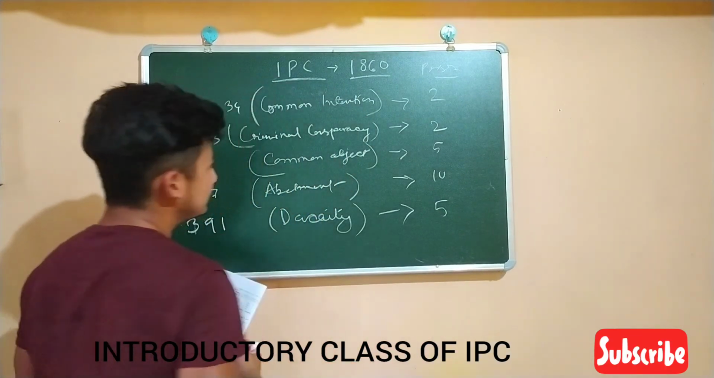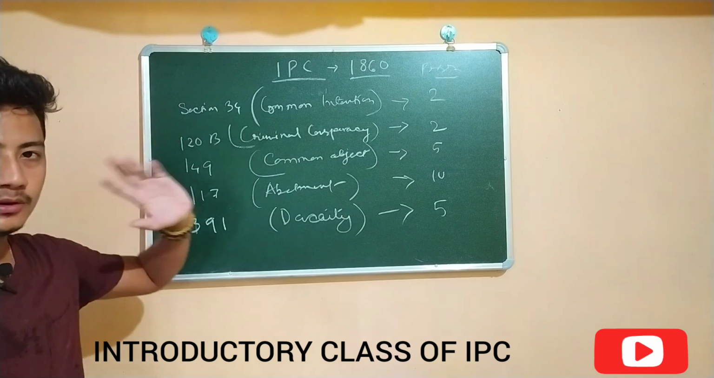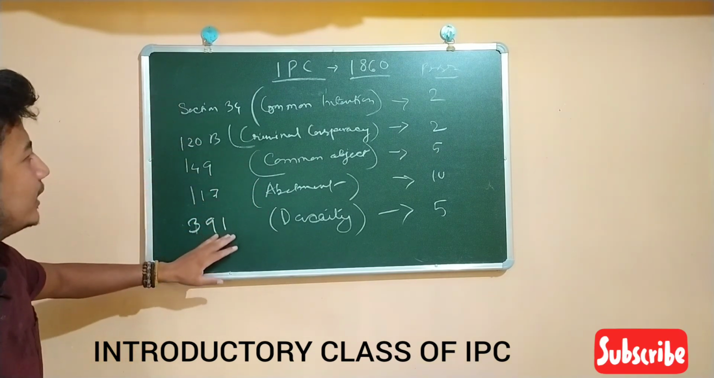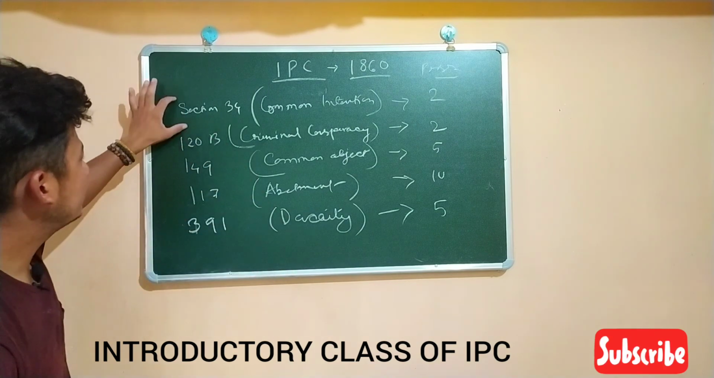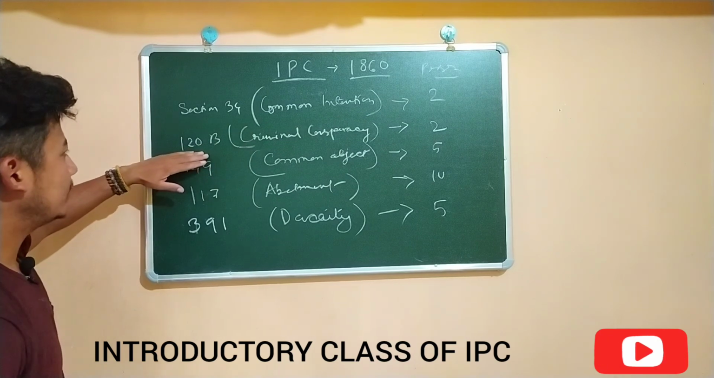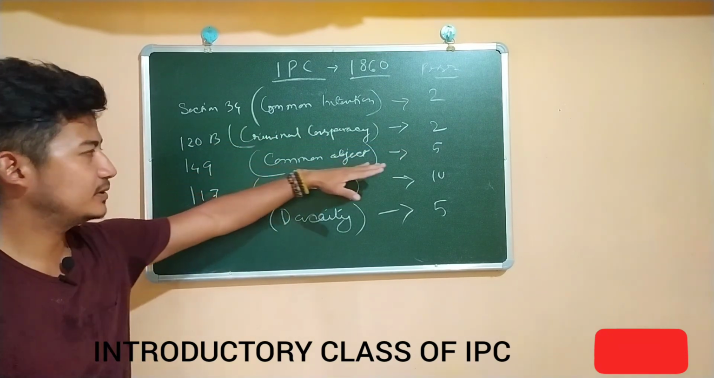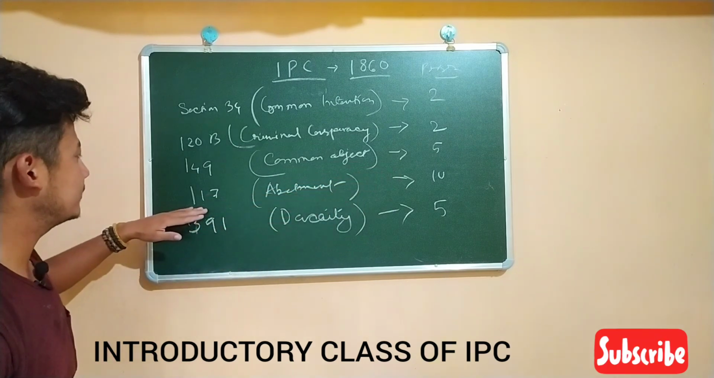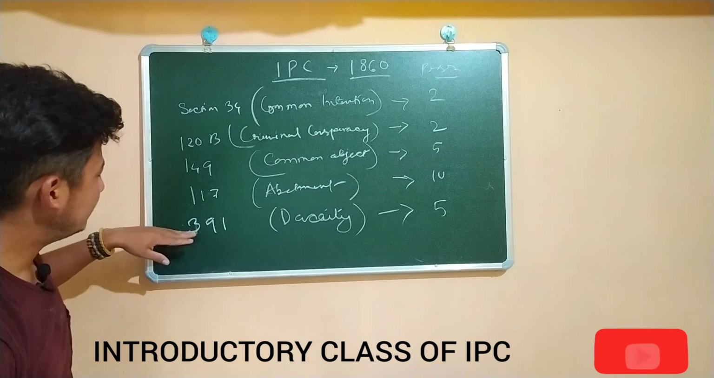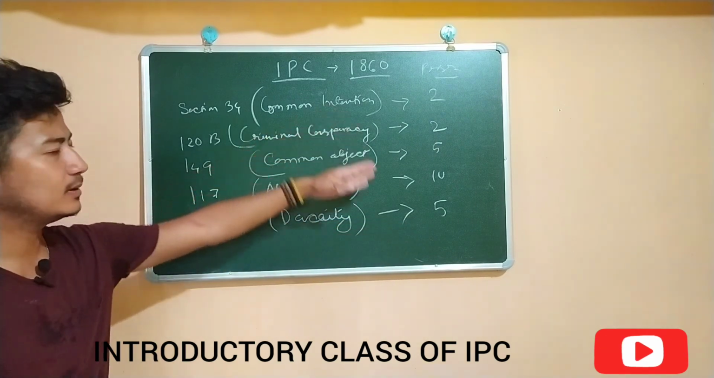Okay, so this is the list. This is important, write it down. It will be very helpful for you in your viva or anything. So the number of persons required for a particular crime: section 34 common intention, 2 persons; section 120B criminal conspiracy, again 2; section 149 common object, 5 persons; section 117 abetment, 10; and section 391 dacoity, 5. So these are the number of persons required.